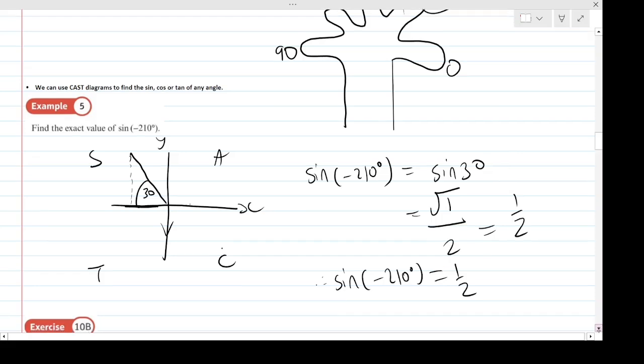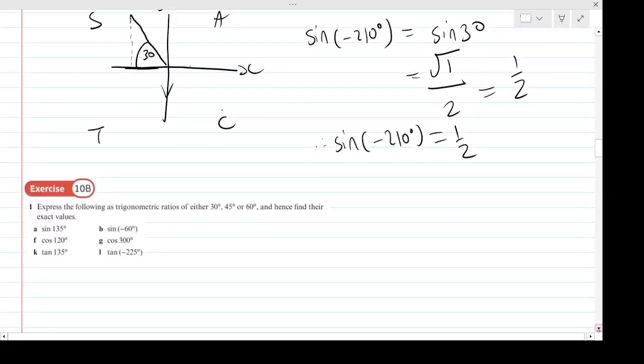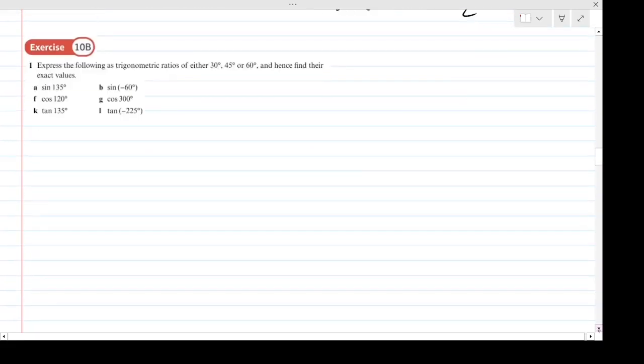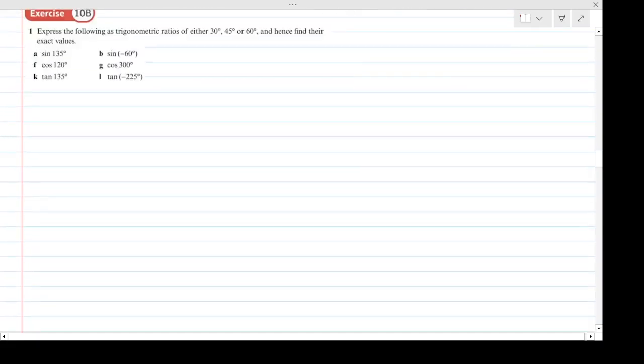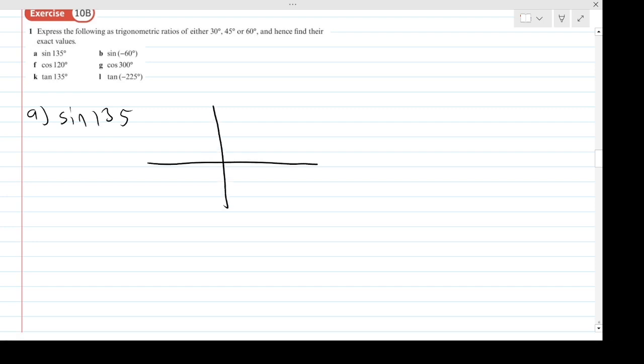Okay, so I'm going to practice some more with this CAST method because it will be useful later on in the chapter. Firstly we need to find sine of 135. So I'm going to again find the angle for 135, if we're going to go that way, because it'd be positive 135.